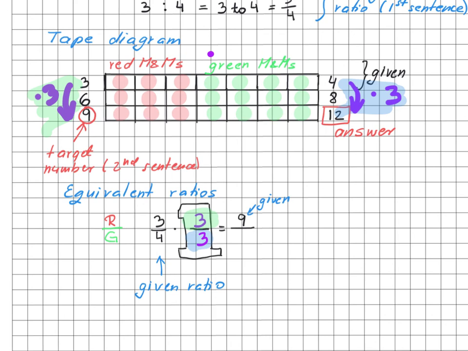Because whatever you do to the numerator, which is the top part of the fraction, we have to do the same with the denominator, which is the bottom part of the fraction. And this goes really well together with the tape diagram. If I draw 3 rows of red M&Ms, I have to draw 3 rows of green M&Ms. And 4 times 3 is 12. And this is my answer.